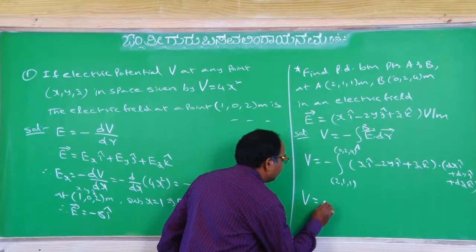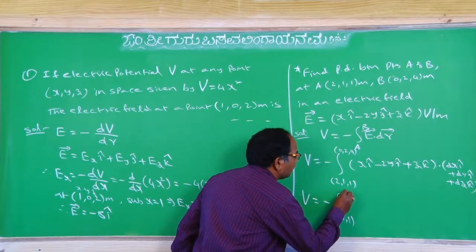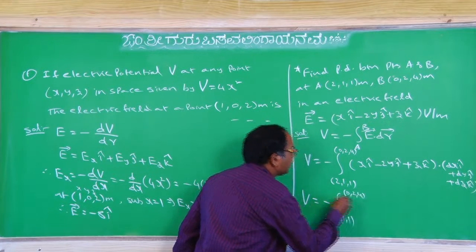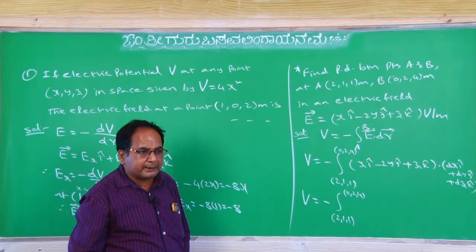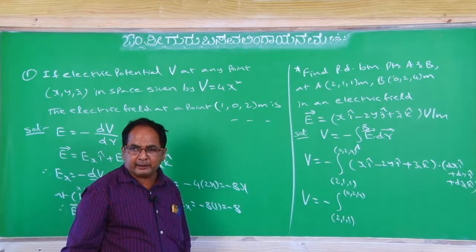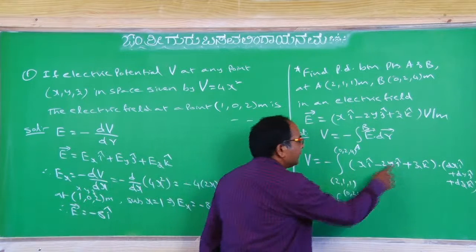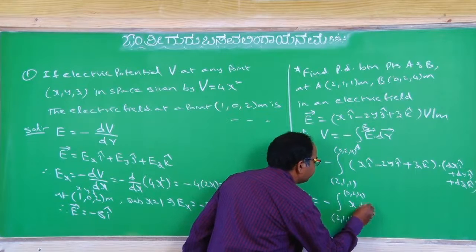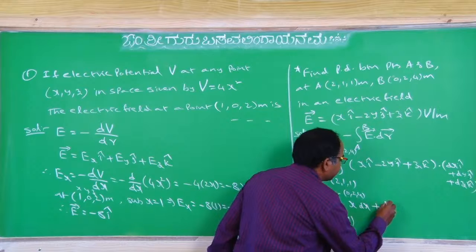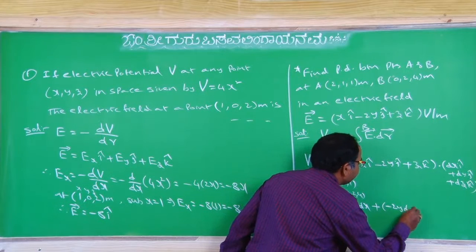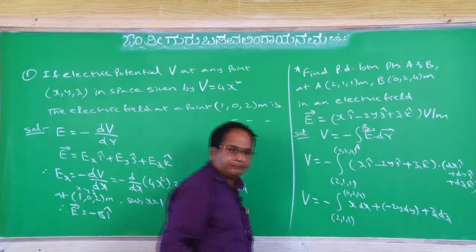So, V is equal to minus integral from (2, 1, 1) to (0, 2, 4) of the dot product. I cap dot I cap 1, j cap dot j cap 1, k cap dot k cap 1, remaining zeros. That is why, what to write? x dx plus x dx, next what? Plus minus 2y dy, next plus z dz. You may write like this.